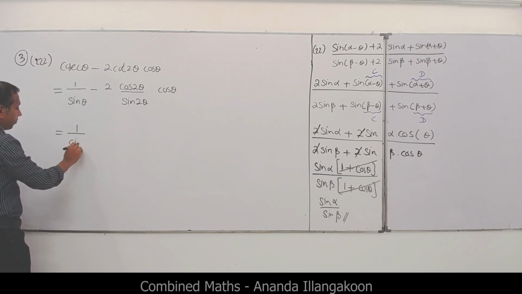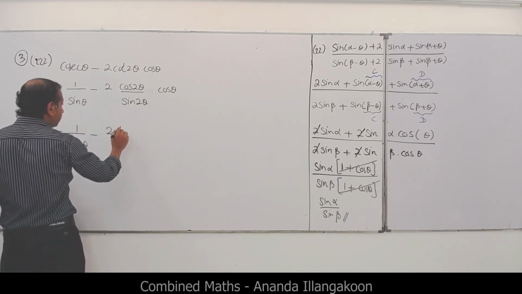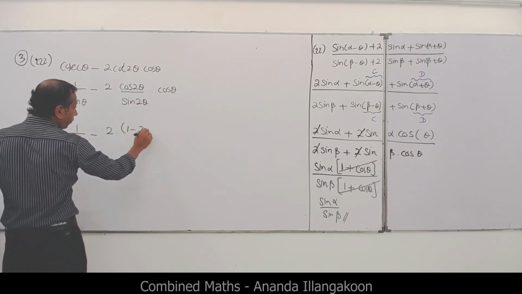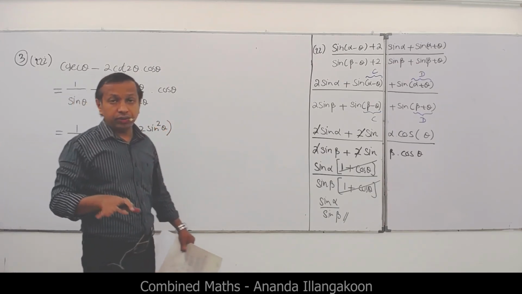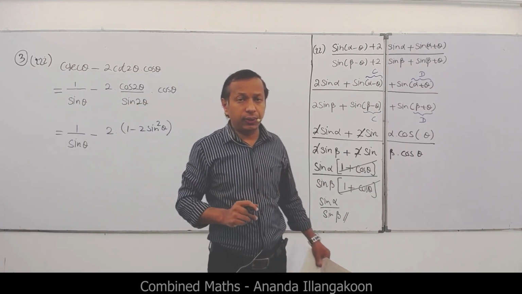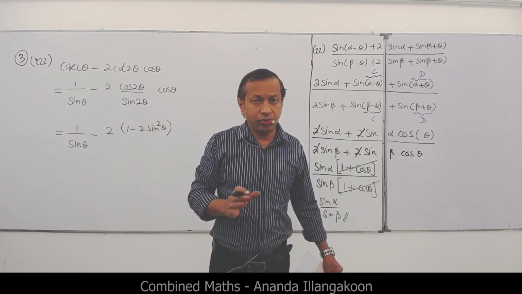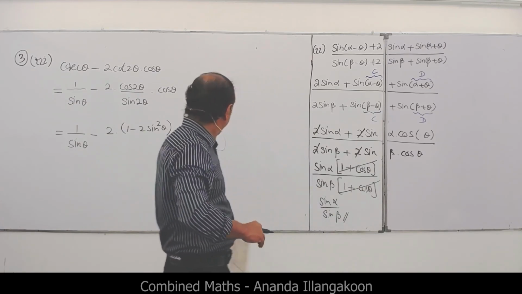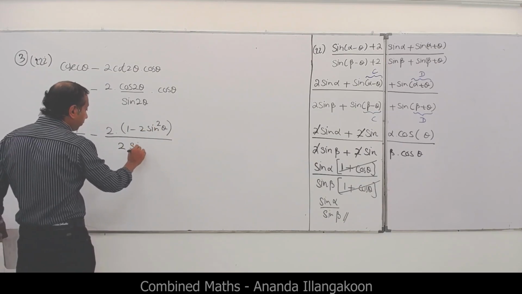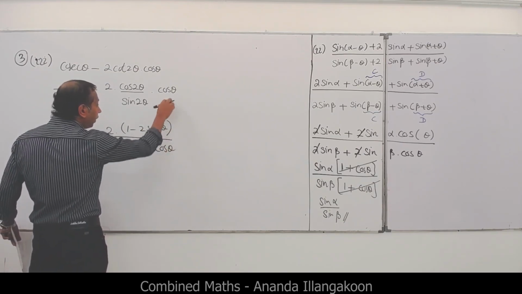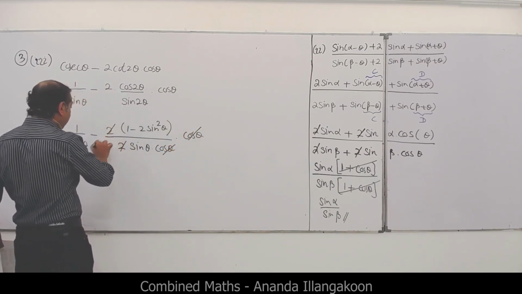1 over sin theta, to cos 2 theta I write 1 minus 2 sin square theta. We know for cos 2 theta there are 3 formulae. Cos square theta minus sin square theta. And the other one is 2 cos square theta minus 1. Third is 1 minus 2 sin square theta. Right? Okay. Now, this sin 2 theta we write 2 sin theta into cos theta, and this cos theta also. Here we have this 2 you can cancel down, this and this you can cancel down.